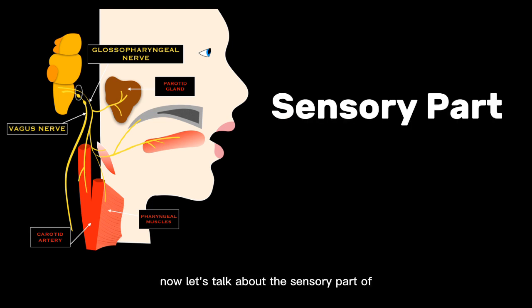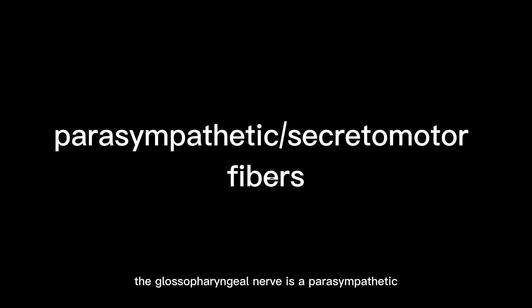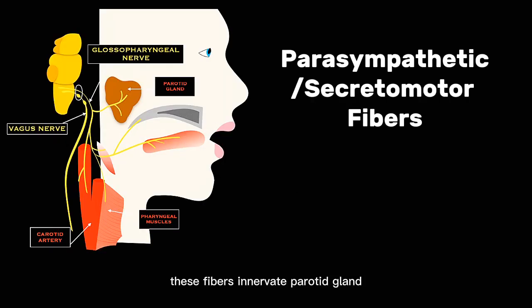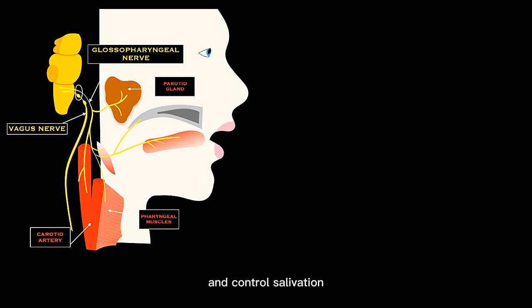Now let's talk about the sensory part of the glossopharyngeal nerve. So the sensory part carries the sensation from the pharynx, soft palate, tonsillar region, posterior one-third of tongue, tympanic cavity, and Eustachian tube. It also carries the taste sensation from the posterior one-third of the tongue. And then the last part of the glossopharyngeal nerve is the parasympathetic or the secretomotor fibers. These fibers innervate the parotid gland and control salivation.